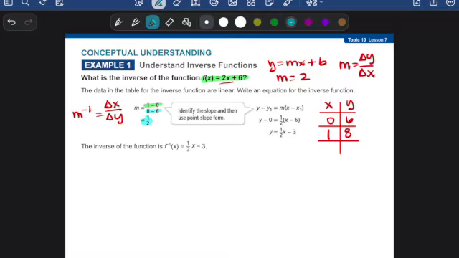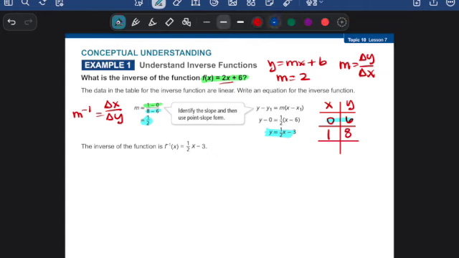Now that we have the slope of the inverse function, we can plug that into point-slope form and then use one of our values. Remember, we switched them. So then the x value would be 6 and the y value would be 0. We put them in point-slope form and simplify, and our new function would be 1/2 x minus 3. So the inverse function would be 1/2 x minus 3.